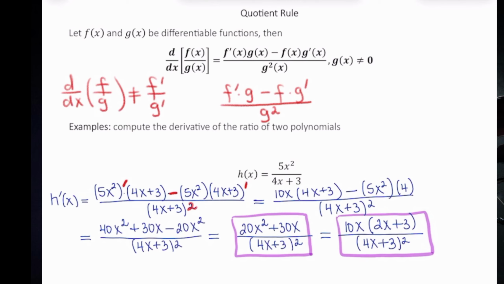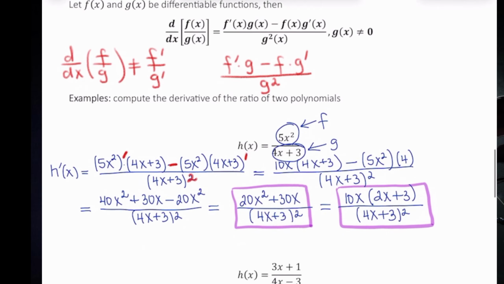Notice what I've done. My first step is identifying what f and what g is. So this would be my f, and 4x plus 3, that's g. Then setting up my fraction to follow this formula, and then computing the derivatives, carefully multiplying everything through, combining like terms. Okay, let's take a look at the next example.